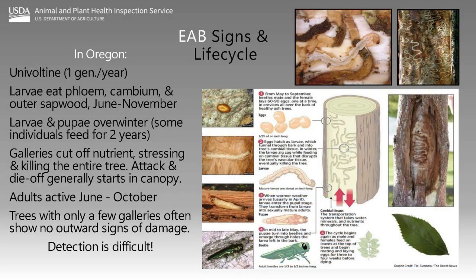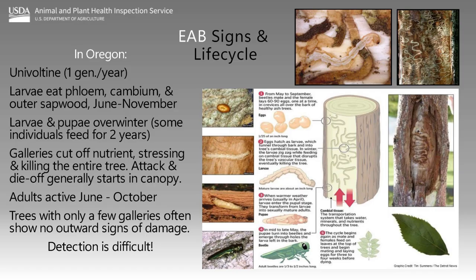Now let's look at EAB. Here is the life cycle, appearance, and signs of presence. In Oregon, they are univoltine, meaning one generation per year. The larvae, also known as the grub stage, eat the phloem, cambium, and outer sapwood in the summertime through November. The larvae and pupae, which are like the chrysalis of a butterfly stage, overwinter in the tree. Occasionally, larvae will feed for 2 years before completing development.